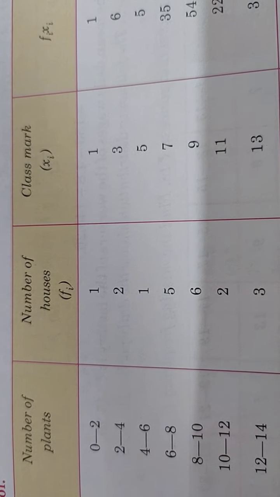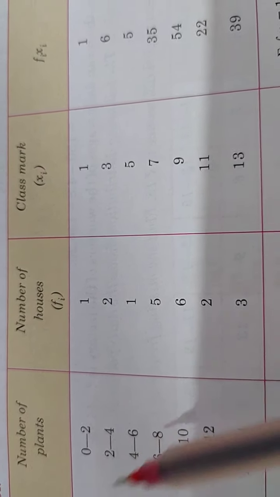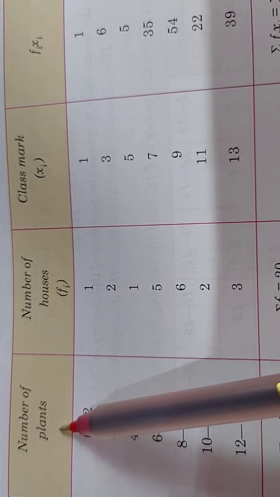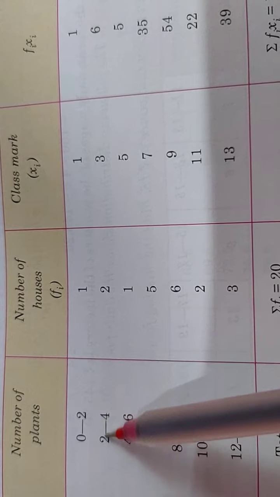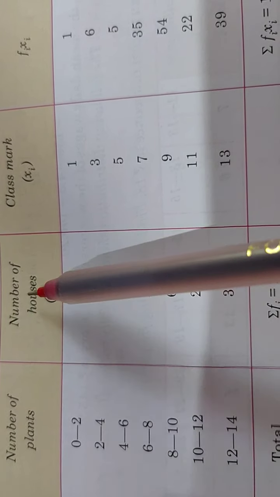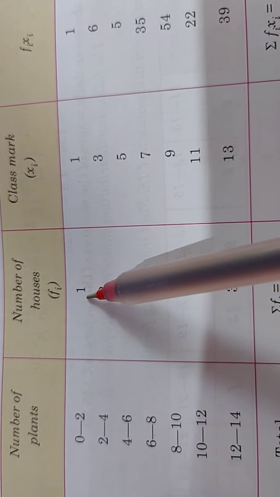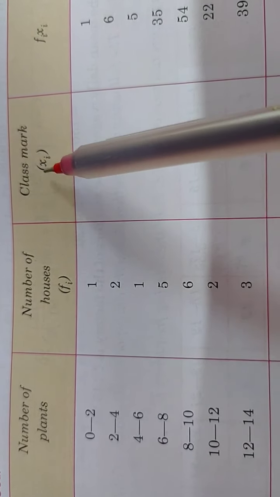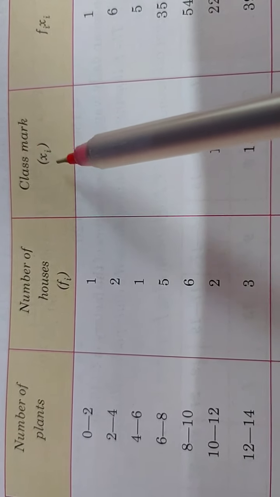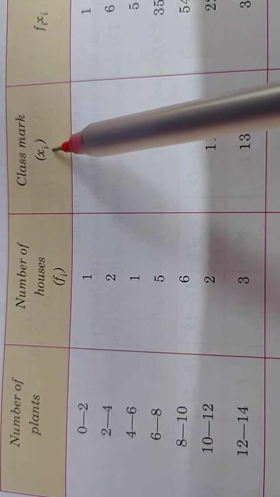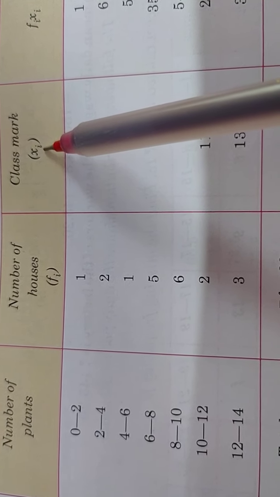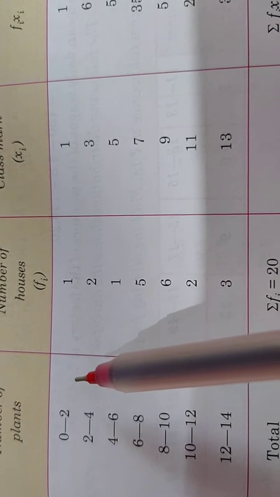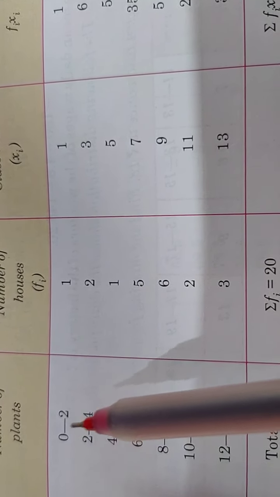For this we need to prepare this type of table. Here we will prepare the table. The columns are number of plants 0 to 2, 2 to 4. This is our class. Number of houses, frequency is given. This is our frequency fi. Now we have to find xi, that is class mark. Just now I told you the formula for xi: upper class limit plus lower class limit upon 2.